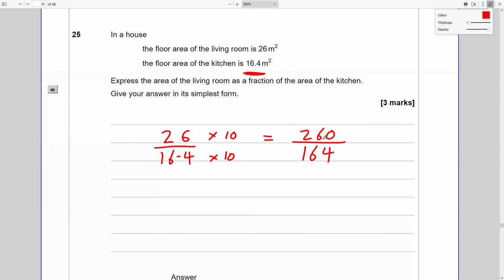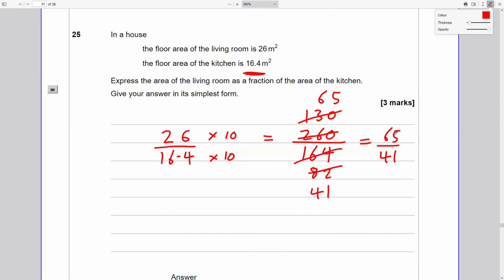They're both even numbers, so we can cancel down. Half of 260 is going to be 130. Half of 164 is going to be 82. They're still both even, so we go half again. Half of 130 is, well, 120 would be 60, and another 10, 65. Half of 82 is going to be 41. So it's 65 over 41.